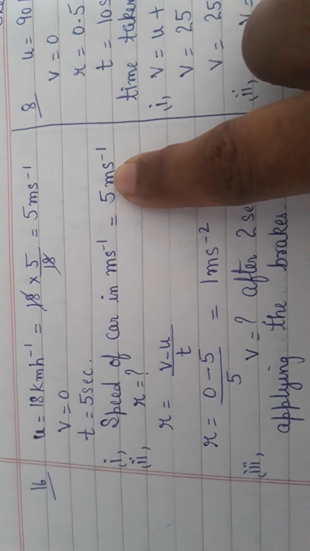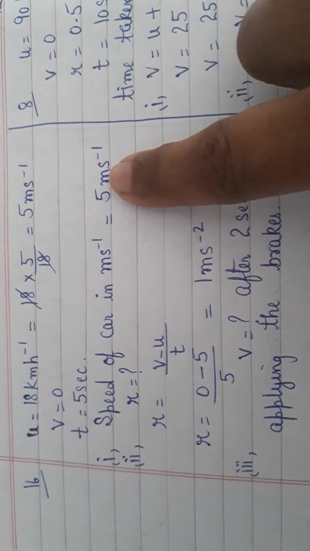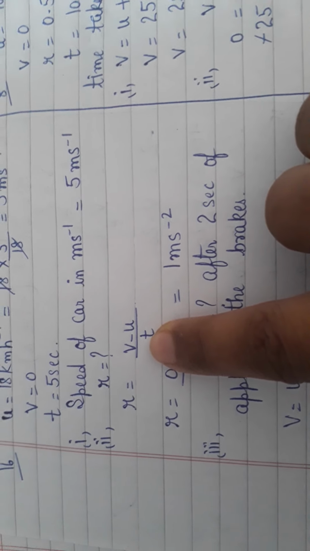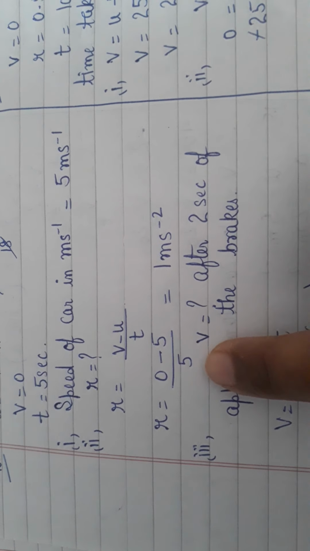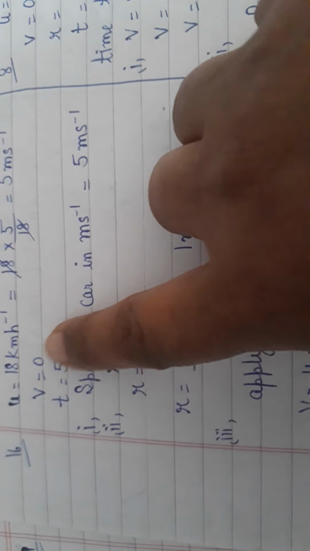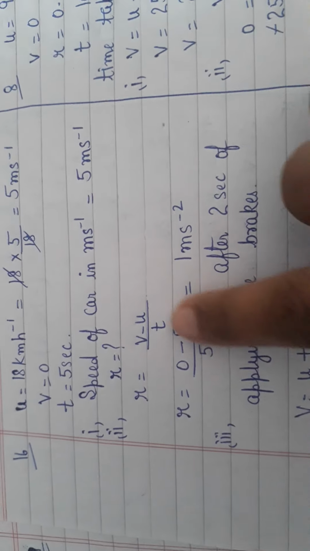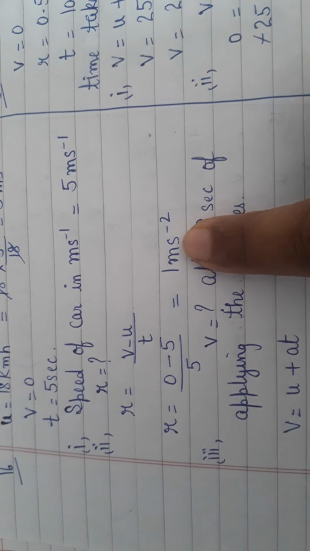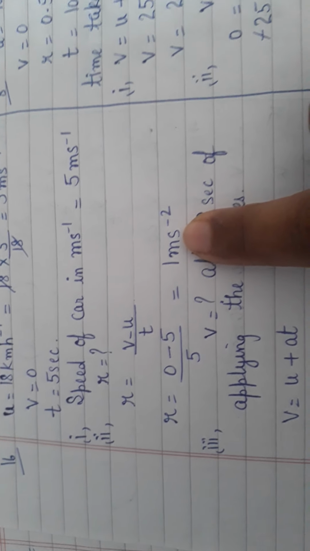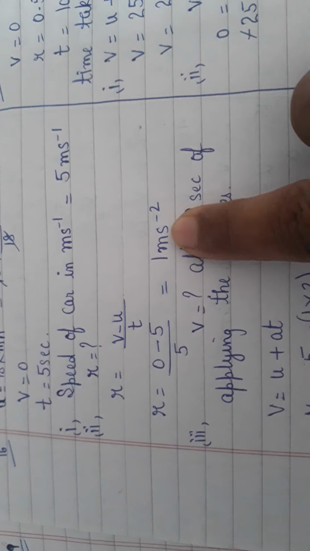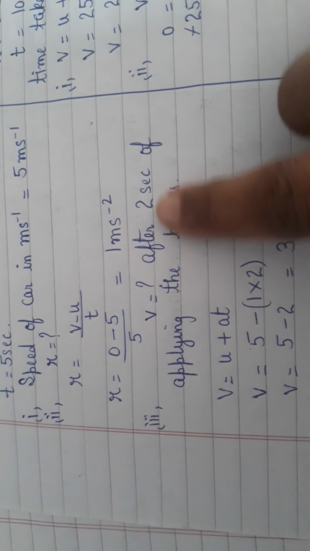Now, the second part of the question says you are supposed to find out the retardation. The formula you are very well aware of, (v minus u) over t, children. And I work out what is v, 0. u is 5, right, upon 5, and it works out to 1 meter per second square. That's the retardation.